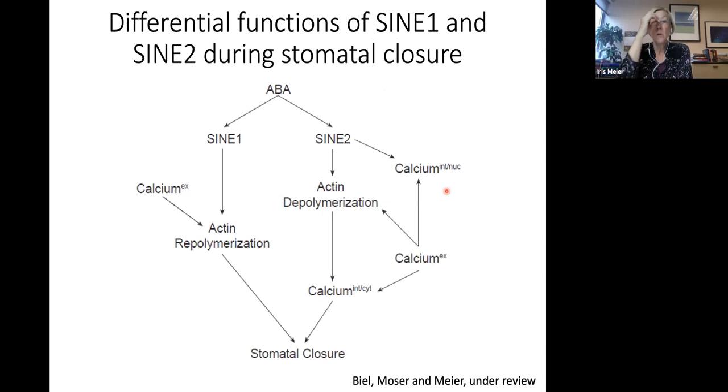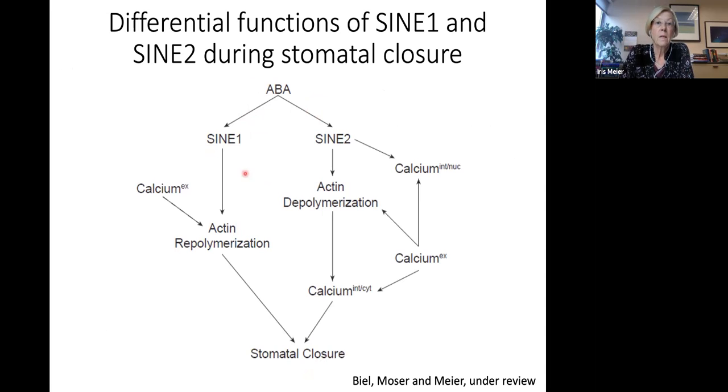Okay, this leads me to my current model of this story. And for me personally, the most important part of what came out of all these data is that there is a clearly distinguishable role between SINE1 and SINE2. They're acting in the same pathway. They're both required for stomatal closure, but they're required for stomatal closure in quite distinct ways.